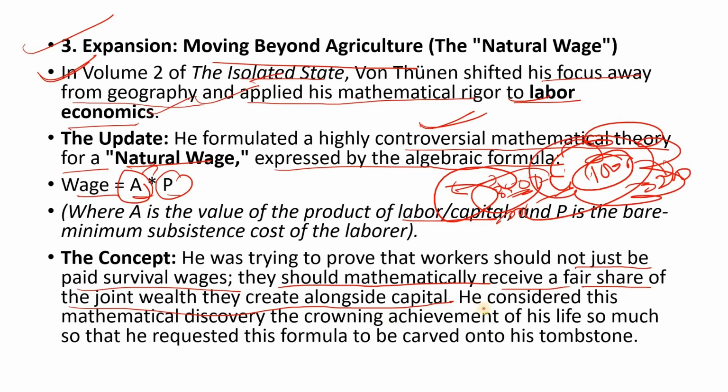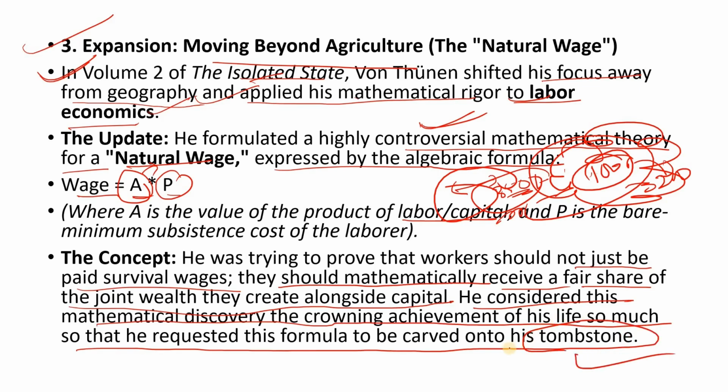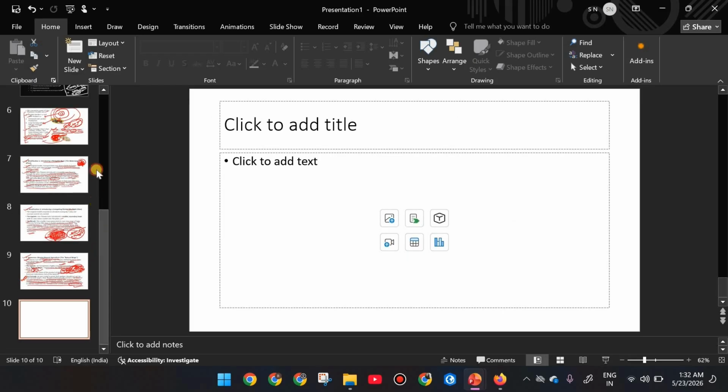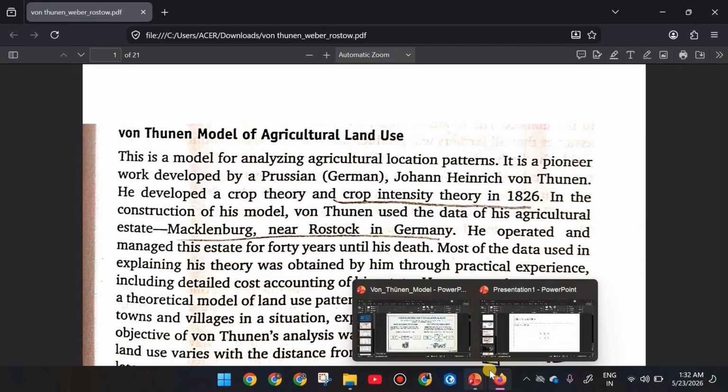It was his theory, and he considered this mathematical discovery the crowning achievement of his life, so much so that he requested this formula to be carved into his tombstone. He was very happy that he discovered it, and he thought about the laborers, and he wanted to give them the profit they also generated for the industry. Now what do we call this? We call this incentives. I hope you have heard about this concept, incentives. So these are all about von Thunen's theory, and there are some criticisms also.